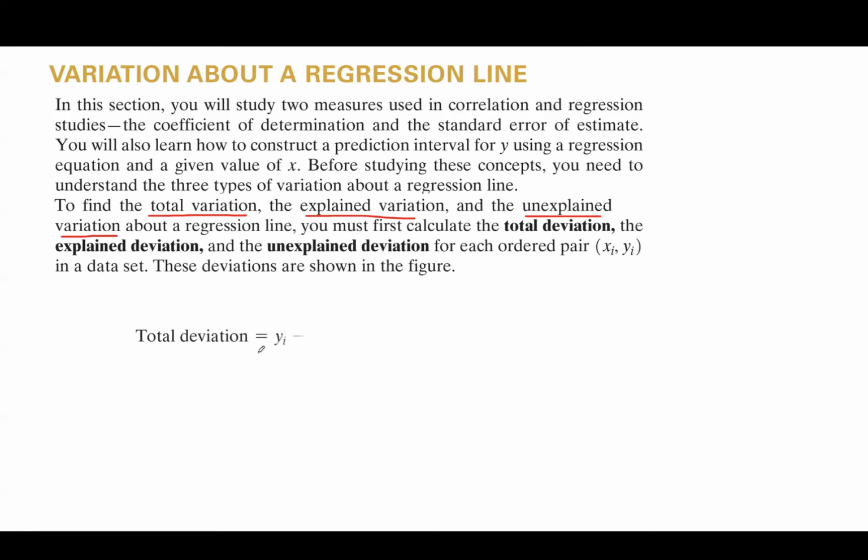So for total deviation, you have the difference between the actual y value and the average y. This is total deviation. So you have the actual y minus the average y. Explained deviation is defined as the predicted y minus the average y. You also have unexplained deviation, which is basically each y value minus the predicted y value.